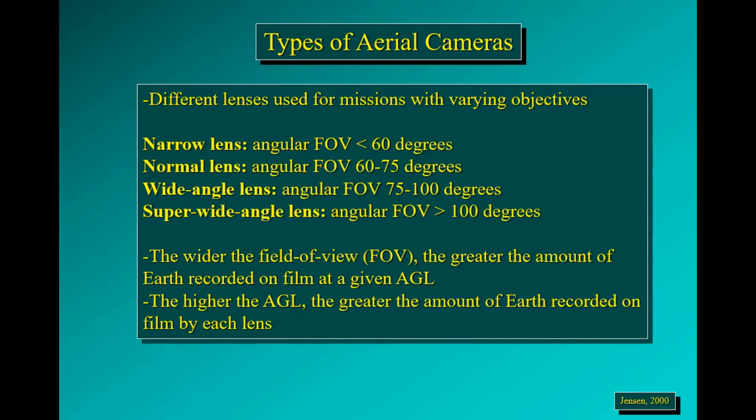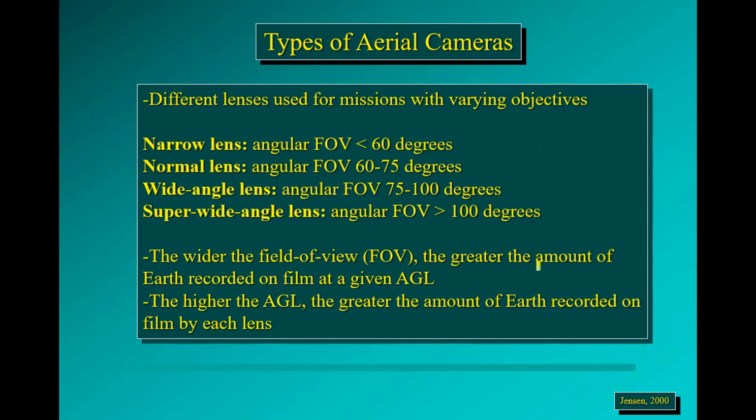We also have a normal lens, what's referred to as a normal lens, with an angular field of view of 60 to 75 degrees. A wide-angle lens has an angular field of view of 70 to 100 degrees, and a super wide angle lens has a FOV of greater than 100 degrees. The wider the field of view, the greater the amount of Earth that is going to be recorded on the film at a given altitude above ground level, or AGL.